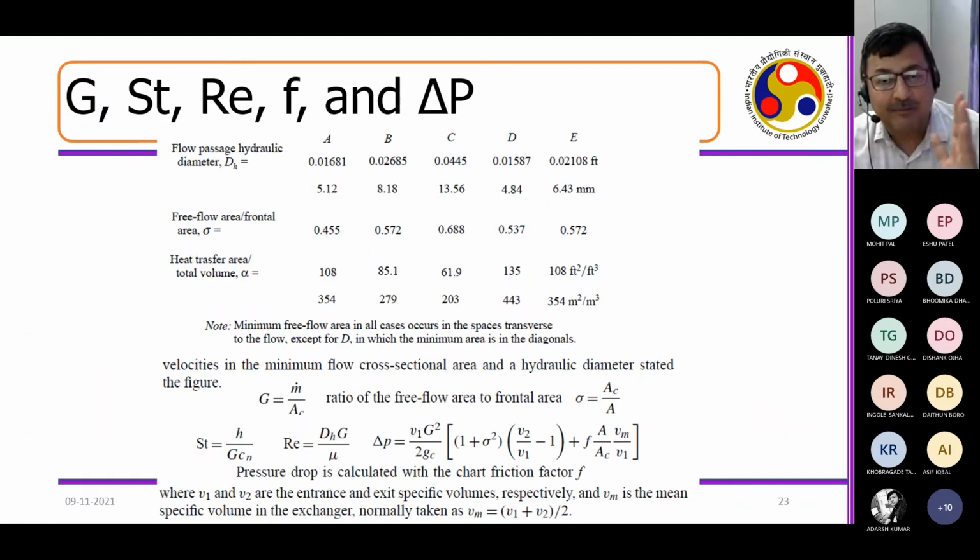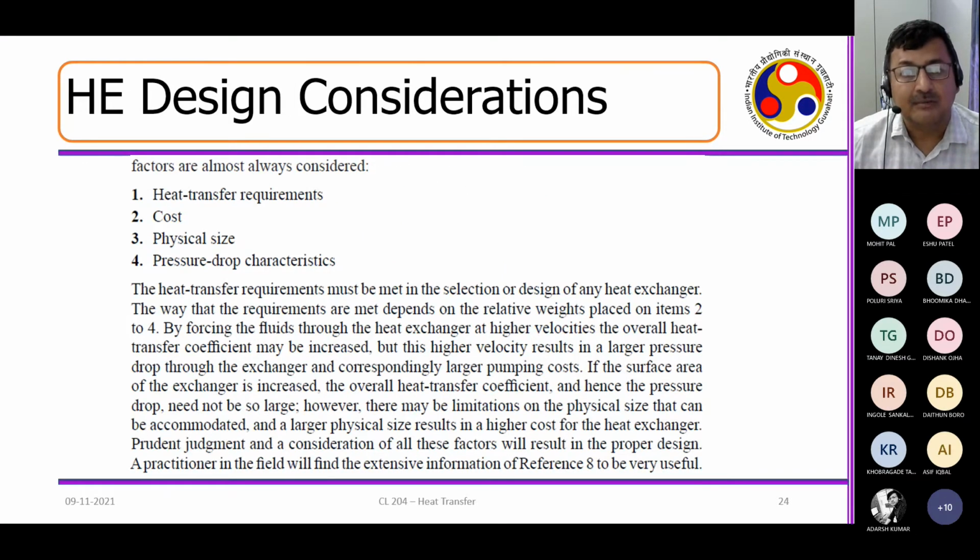So what are the optimal parameters that you have to really worry about? You have to really worry about the pressure drop. You have to really worry about the friction factor. You have to really worry about the Reynolds number, which means the flow rate. Then you have to really worry about the heat transfer coefficient and the total area. Right. So if you are able to fix all these aspects, you will be able to do a nice design of the heat exchanger.